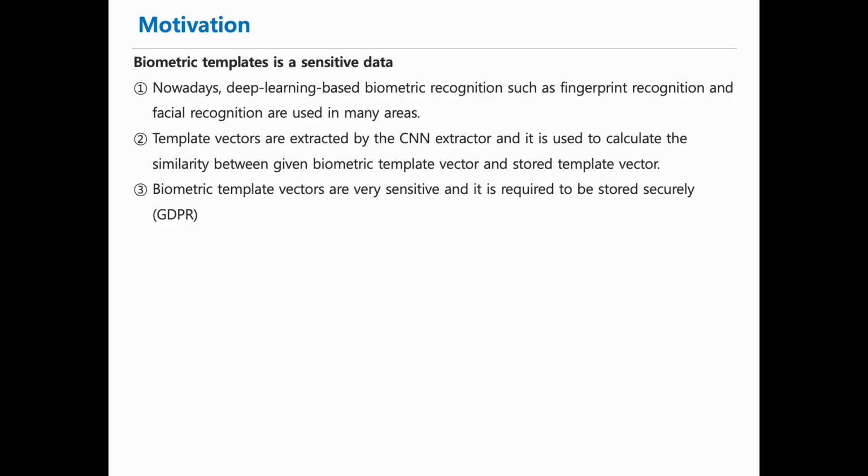Nowadays, biometric recognition such as fingerprint recognition and facial recognition is used in many areas. It is used for authentication or access control in banking applications. Thus, template vectors from biometric data are extracted by the CNN extractor, and it is used to calculate the similarity between the given biometric template vector and the stored template vector. Biometric template vectors are very sensitive and it is required to be stored securely.